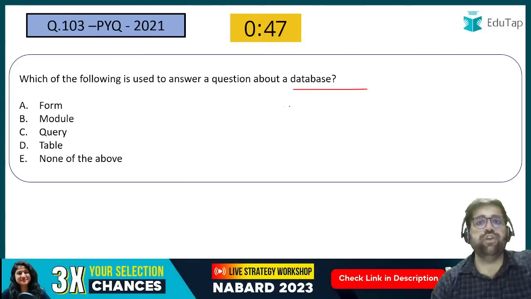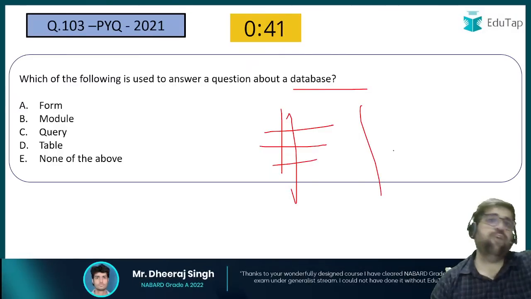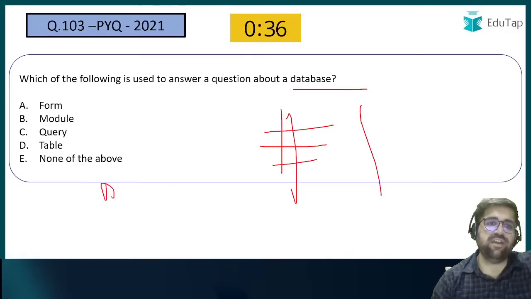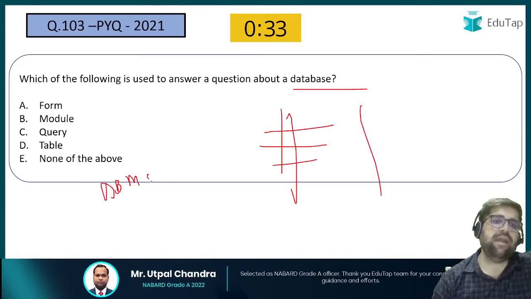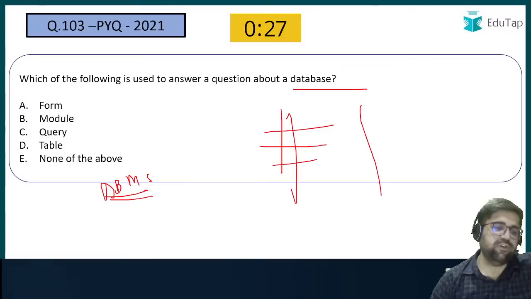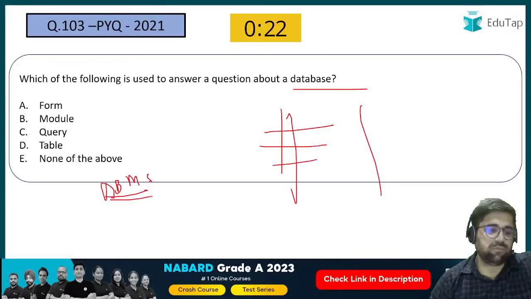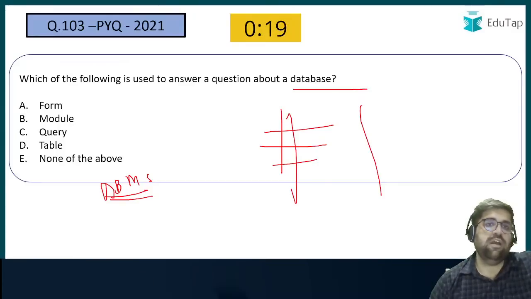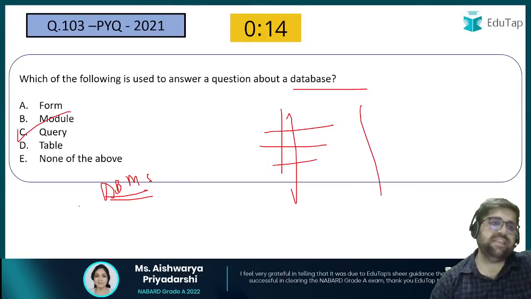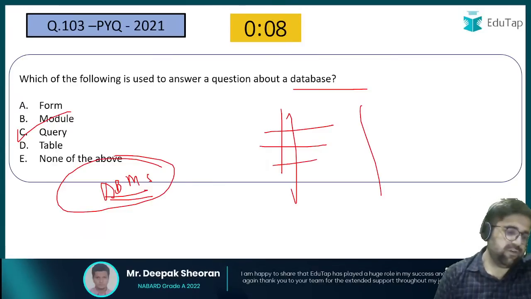Database. Database, I have told you. Relational database. Hierarchical database. I have already told you what those databases are. Also, please let me know the full form of DBMS. DBMS ka full form kya hoga? What is the full form of DBMS? DBMS ka full form and also the answer of this question. Which of the following is used to answer a query? Yes, the answer will be C. DBMS ka full form bata do jaldi. Database Management System. Good, Viraj.